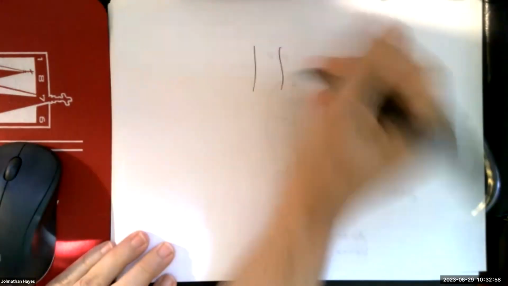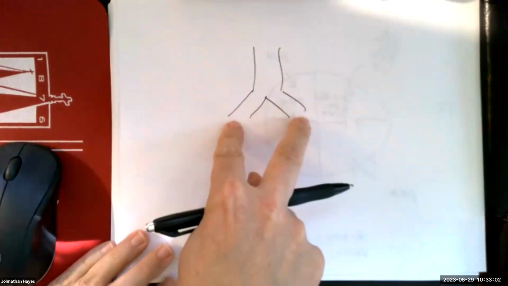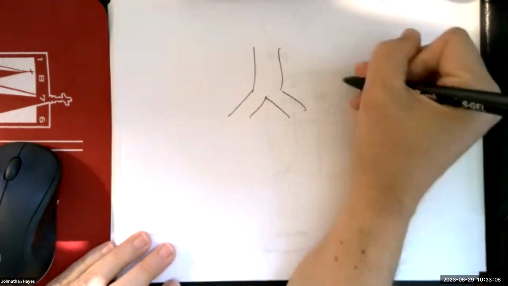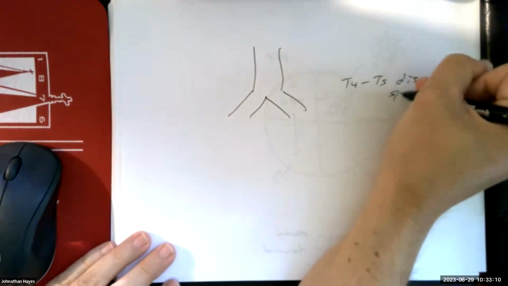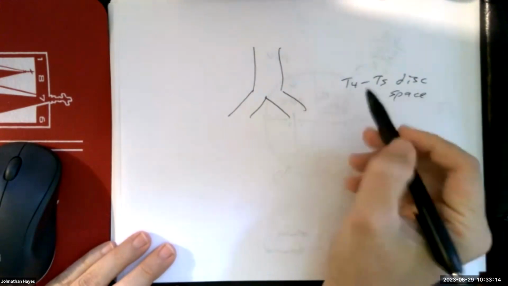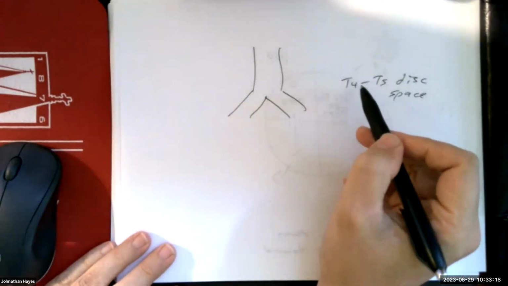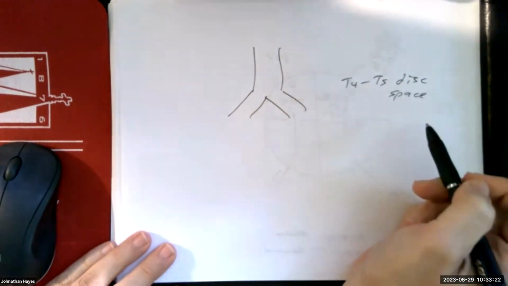So when your trachea bifurcates and splits into your bronchial tree, the level that this starts is either the T4, T5 disc space. So if we're looking at it from the back, it would be about the same level as the intervertebral disc between the 4th and 5th thoracic vertebra. So the T4, T5 disc space.